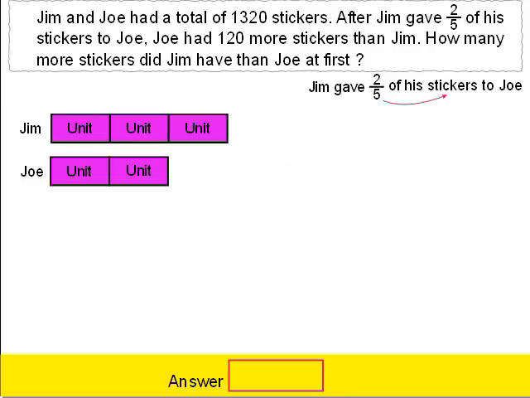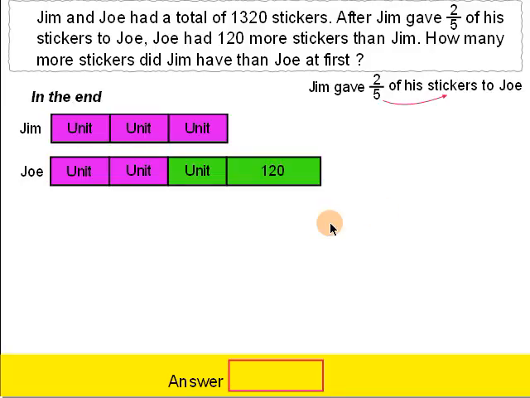So we trace the model down. In the end, Joe would have 120 stickers more than Jim's. So the model is 120 longer than Jim's model as such. So what happened at first? At first, the total they had is 1,320.